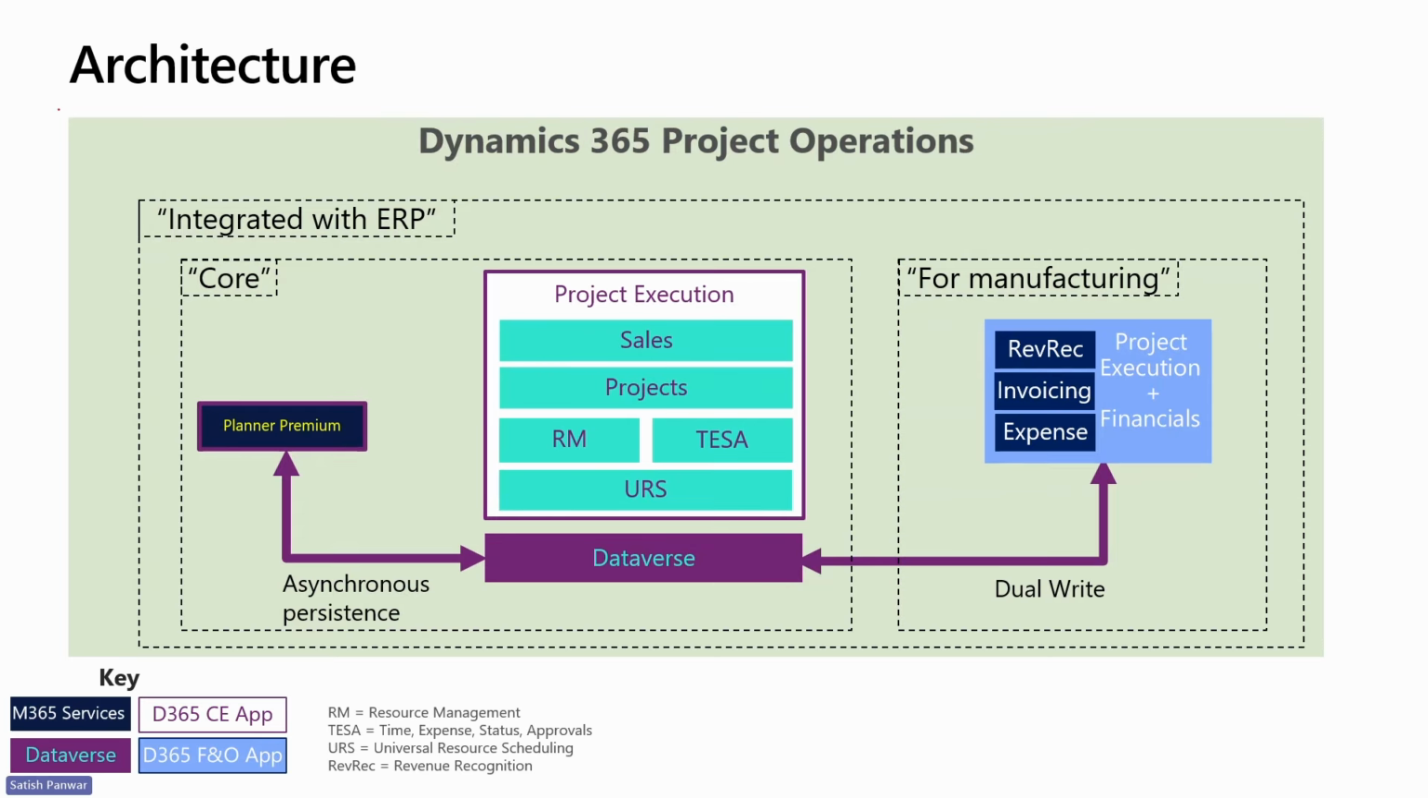Usually, a particular persona will either be working with one app or the other. People who are using project execution capabilities will be using Dataverse app, and project accountants will be using PMA module in finance and operations. Of course, some users may access both. For example, project managers will be using a small portion of F&O app to enter expenses, while most of the project execution, like task management and time entry, will be done on the Dataverse app.